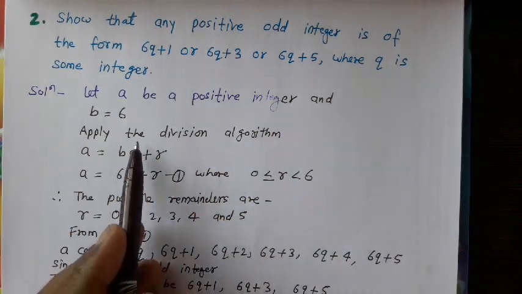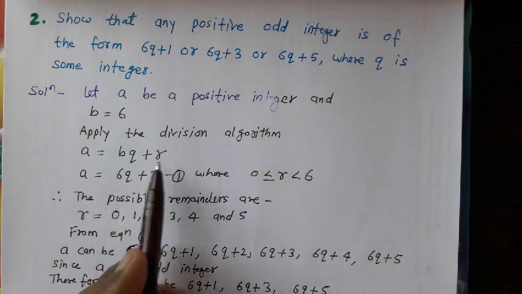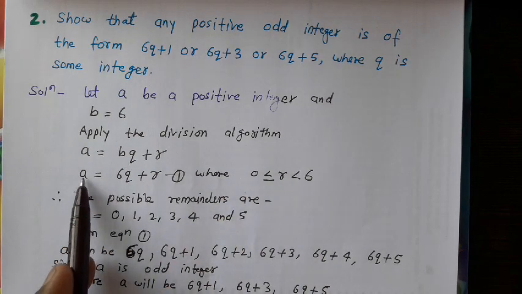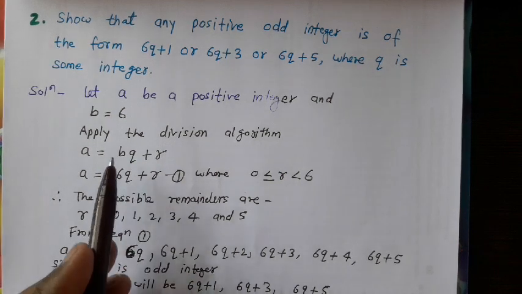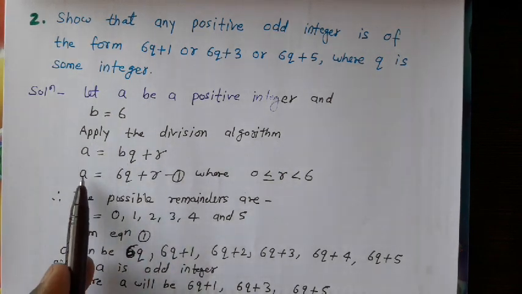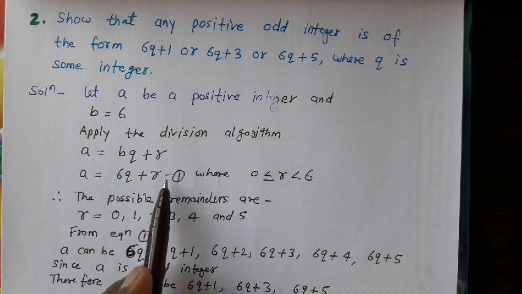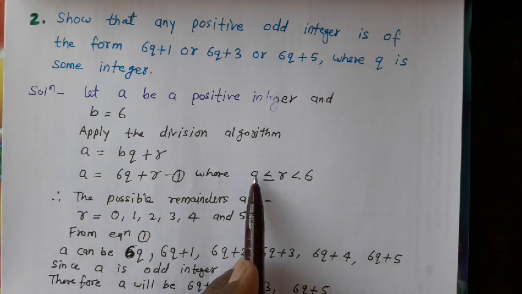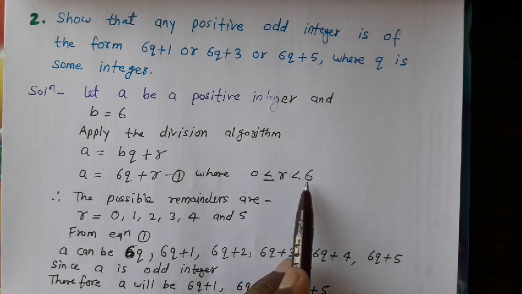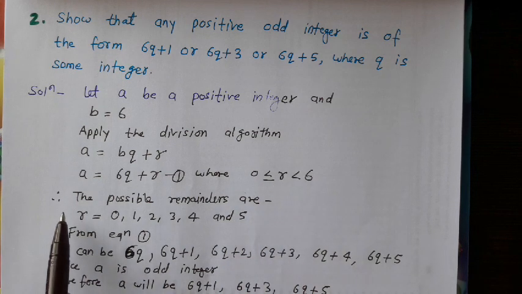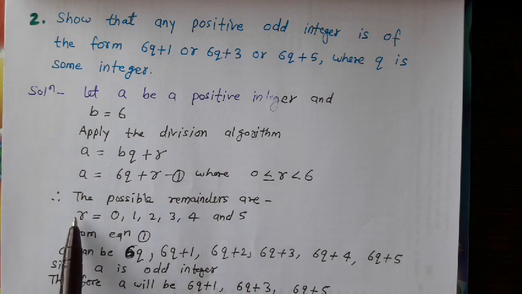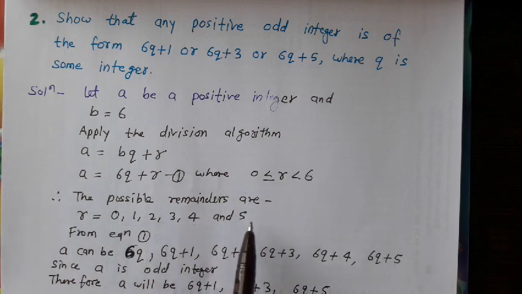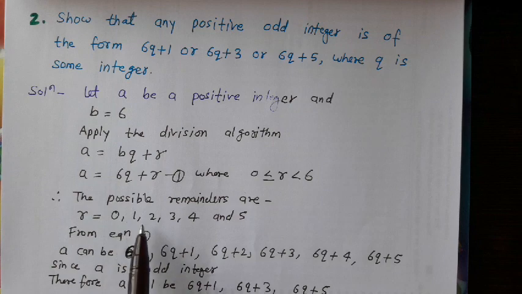Apply the division algorithm, a equal to bq plus r, then it will be a equal to 6q plus r because b equal to 6. Therefore a is 6q plus r, where the possible remainders are r greater than or equal to 0 but less than the divisor. Therefore the possible remainders are 0, 1, 2, 3, 4 and 5.